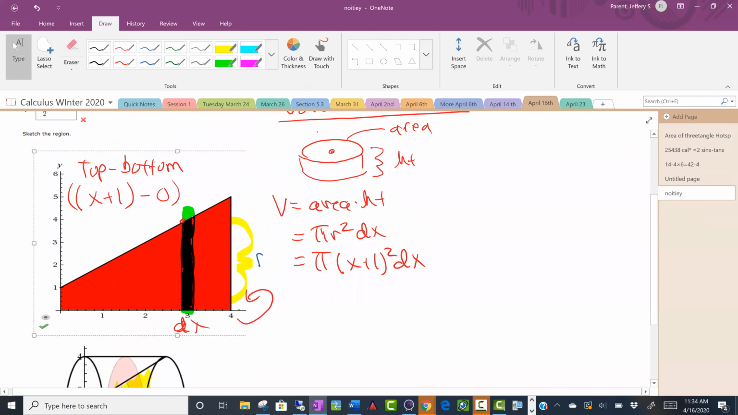To finish this up, we're going to have to integrate. Let's put the pi out here. I've got (x plus 1) squared dx. And let me ask you, Alonzia, where should I integrate from? To decide that, think about where you could take this slice in the region and still be in the region. How far to the left can I move it? How far to the right can I move it? Where are the extremes that are going to be my limits of integration?